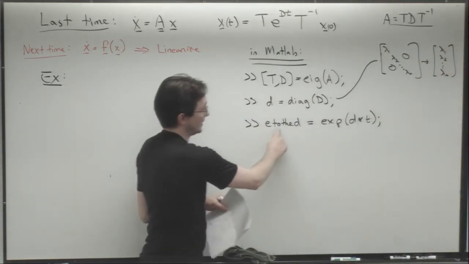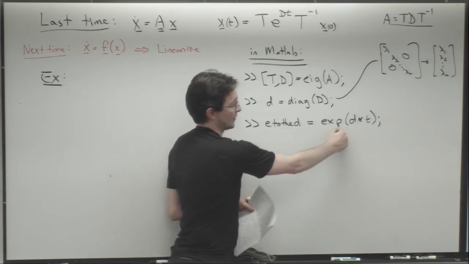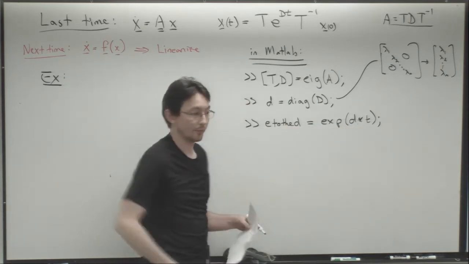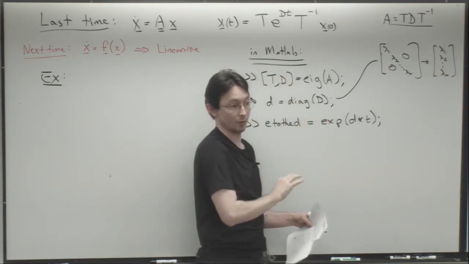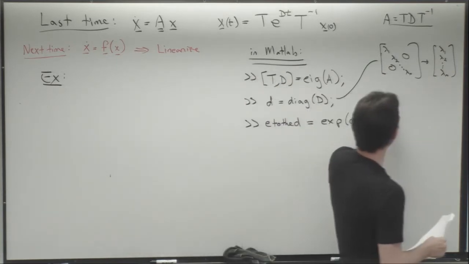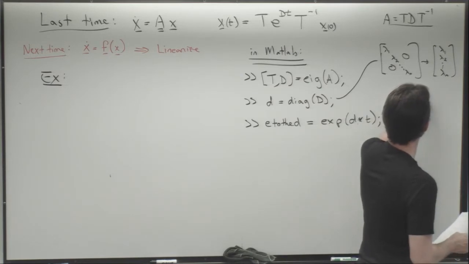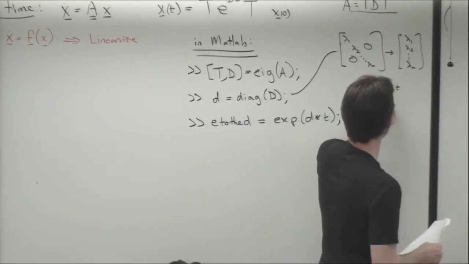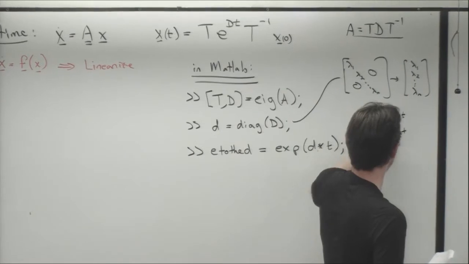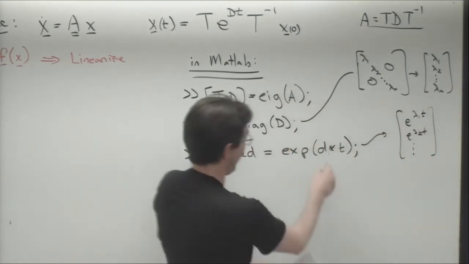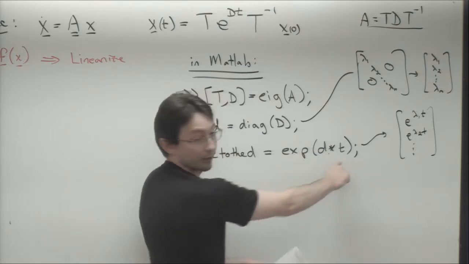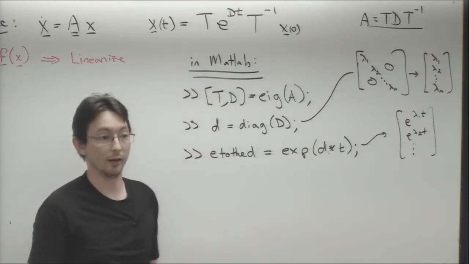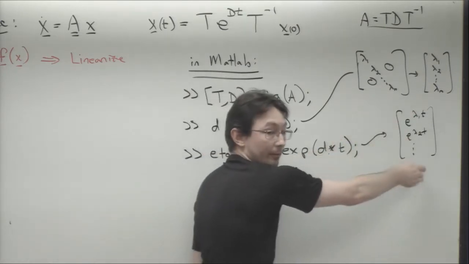Then when I say e to the d equals exp of d times t, if I give it a vector, it knows that I just need the exponential of each term, term-wise. So this is going to give me e to the lambda 1 t, e to the lambda 2 t, dot, dot, dot, in a vector. And remember, d is a vector of numbers, t is a number, so this is a vector of numbers. It's not an analytic expression. These are numbers in here.